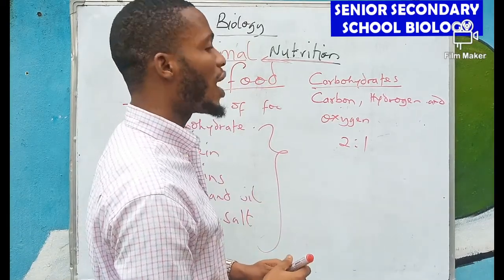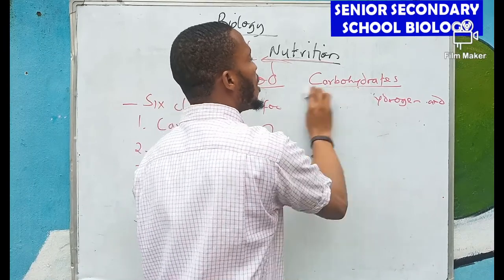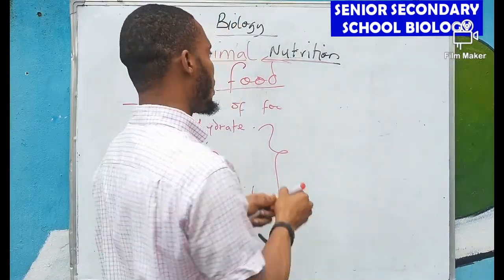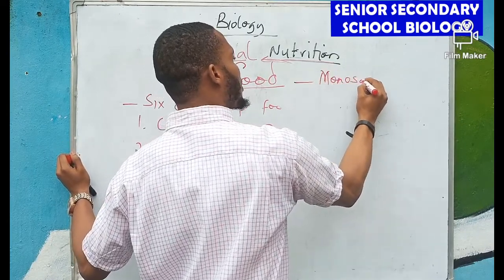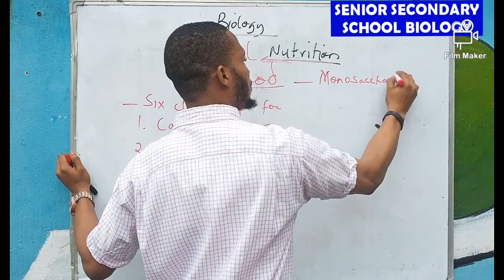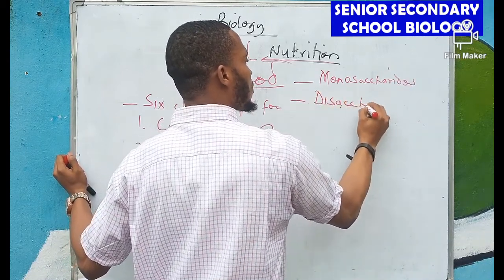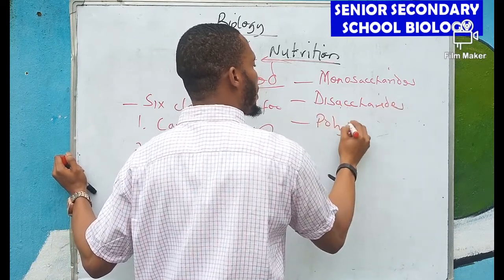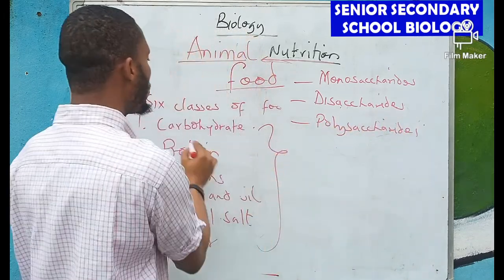Now, we have three classes of carbohydrates. The first one is called the monosaccharides. The second is called the what? The disaccharides. And the third one is called the what? The polysaccharides.